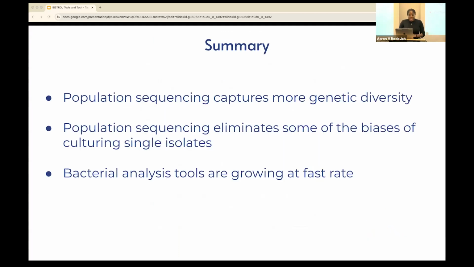And so population sequencing, as opposed to isolate sequencing, can be used for tracking strains because it captures the full genetic diversity within a sample, and it allows for more comprehensive comparisons. It also eliminates some of the biases of culturing single isolates or relying on selected reference genomes. And I think that a lot of tools right now are dominated by eukaryote analysis. I think that the shift in how we apply tools for bacterial analysis is happening very quickly.